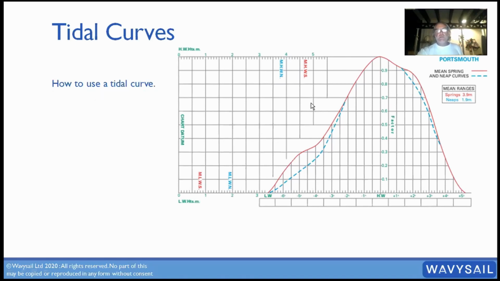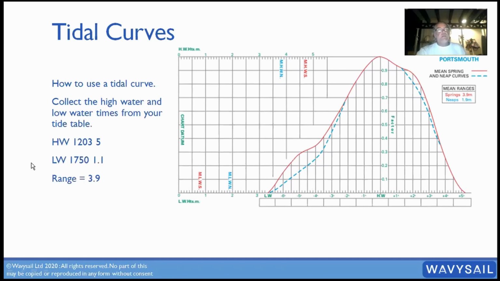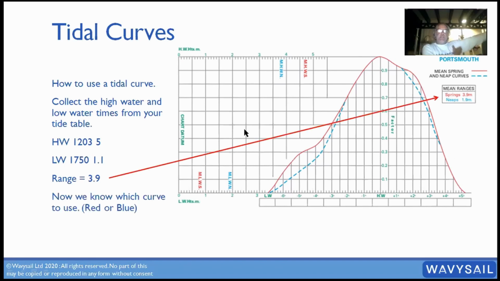So how do we use this tidal curve? There's all these numbers on the left and all these bits and pieces going on. Okay. So question for us, just saying, how deep will the tide be at 1540? Here's our tide table. We collect our tide table information and we subtract our low water from our high water. That gives us our range, 3.9. We have a look at our little box here in the top right, and we say, well, that's springs. A 3.9 meter range is springs, so we'll definitely be using the red curve. Okay, so there we got that information.